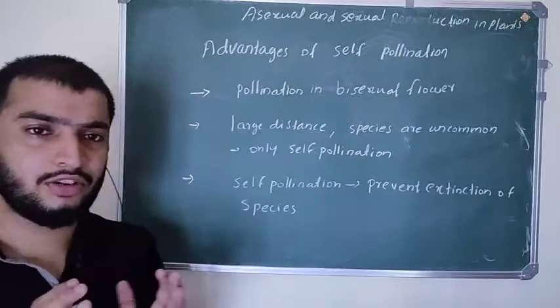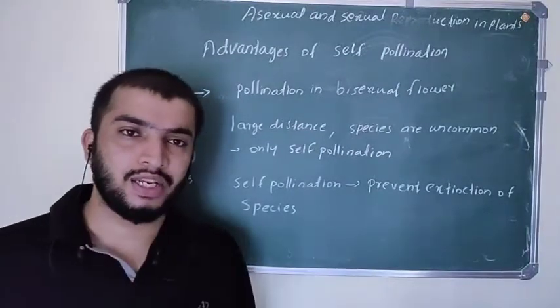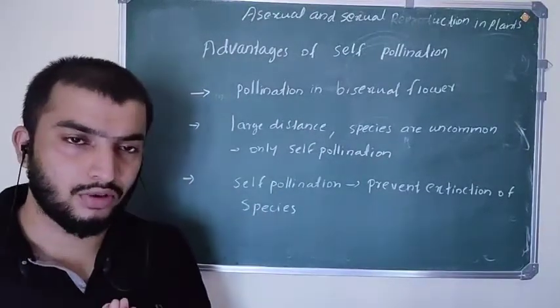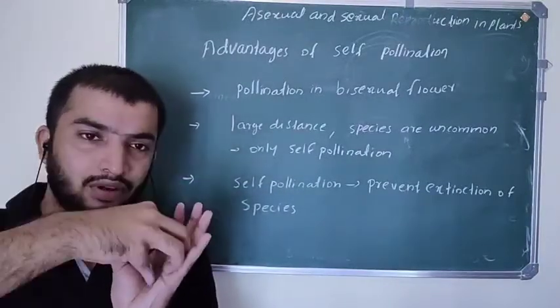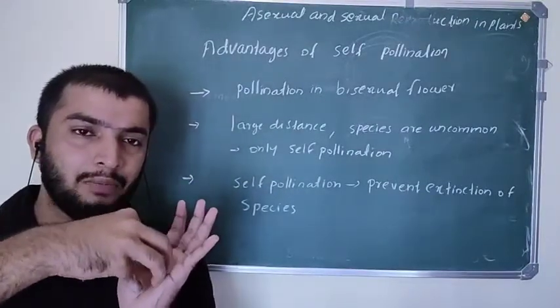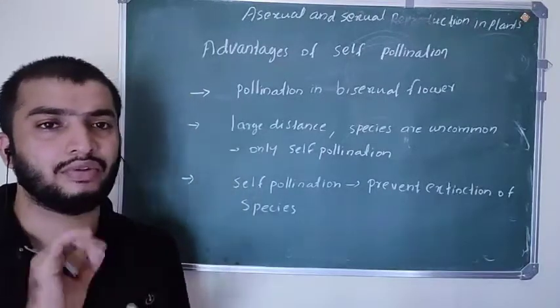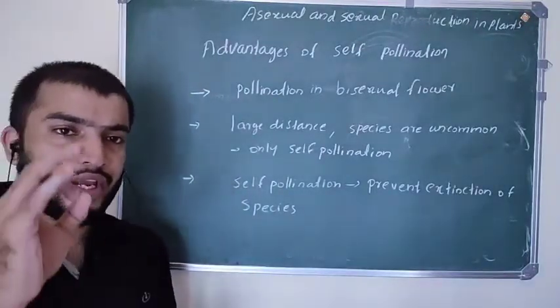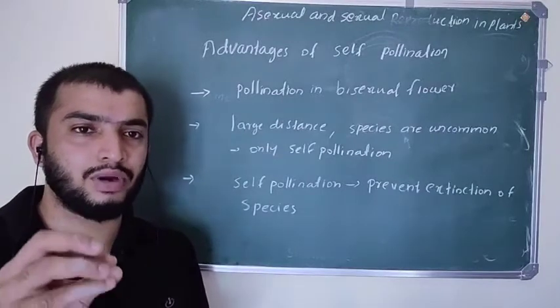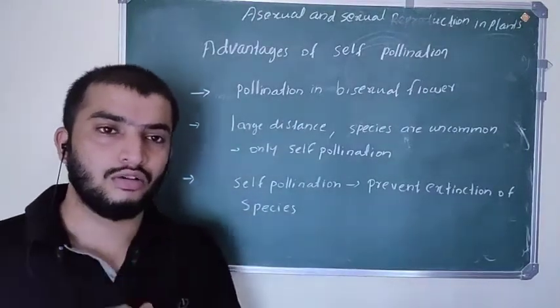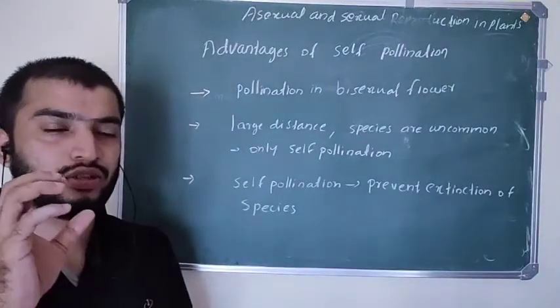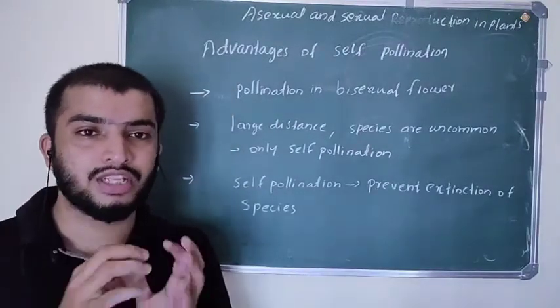First of all, self-pollination is sure in bisexual flowers, because the anther and stigma are present in the same flower, the female part and male part present in the same flower. That flower is called a bisexual flower. So in the case of a bisexual flower, self-pollination is very sure. Otherwise they need some mechanism to overcome this self-pollination.